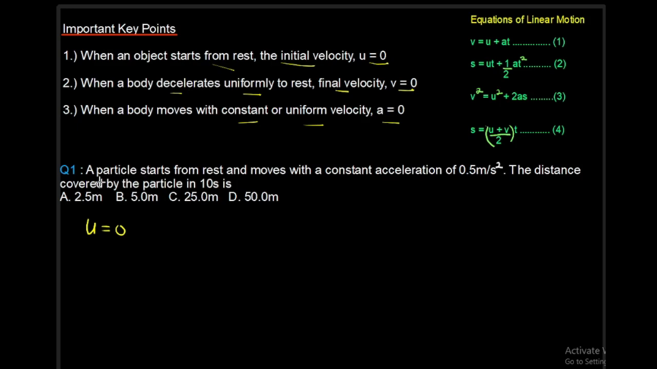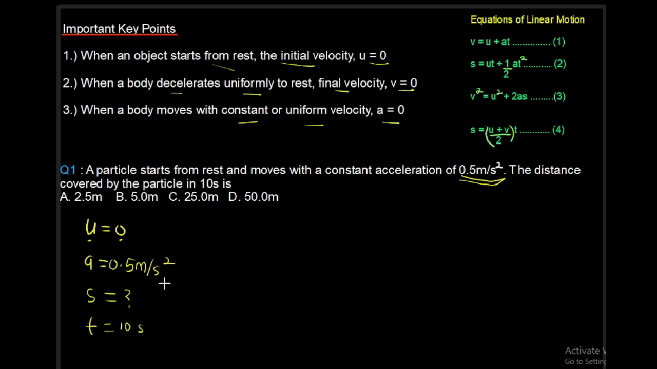So back to our question again, a particle starts from rest. This sentence here means the initial velocity of that particle is 0. And then they say it moves with a constant acceleration of 0.5 meter per second squared. So they gave us the acceleration of that particle to be 0.5 meter per second squared. You're looking for the distance covered by the particle in 10 seconds. So we're given time to be 10 seconds, and we're looking for the distance covered by the particle in 10 seconds.